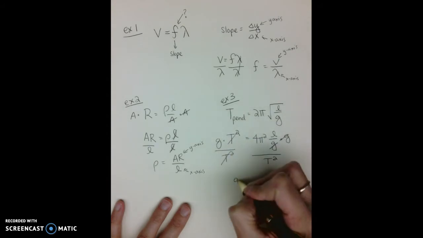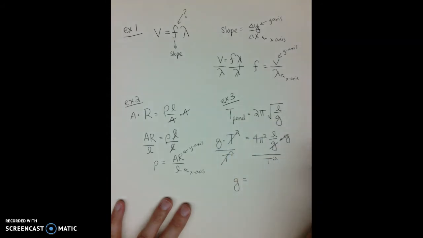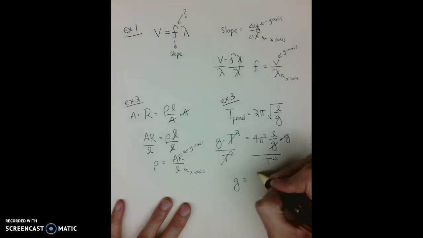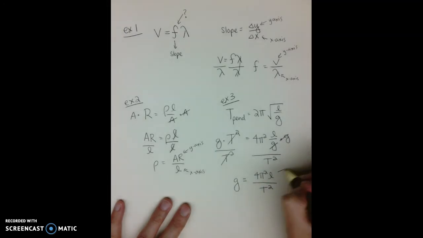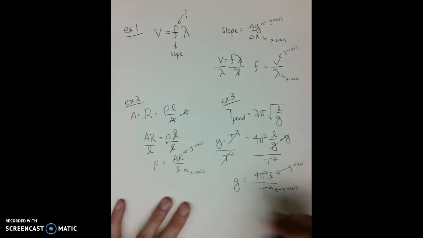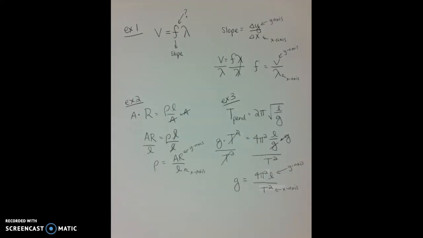So I'm left with g, or the acceleration of gravity on this particular planet, is equal to 4 pi squared times the length of the pendulum over the period squared. So this entire value I would put on my y-axis, and period squared would be on my x-axis. And then the slope would tell me the acceleration due to gravity on that particular planet. So as long as I have the right data, then I would be able to get the right answer.